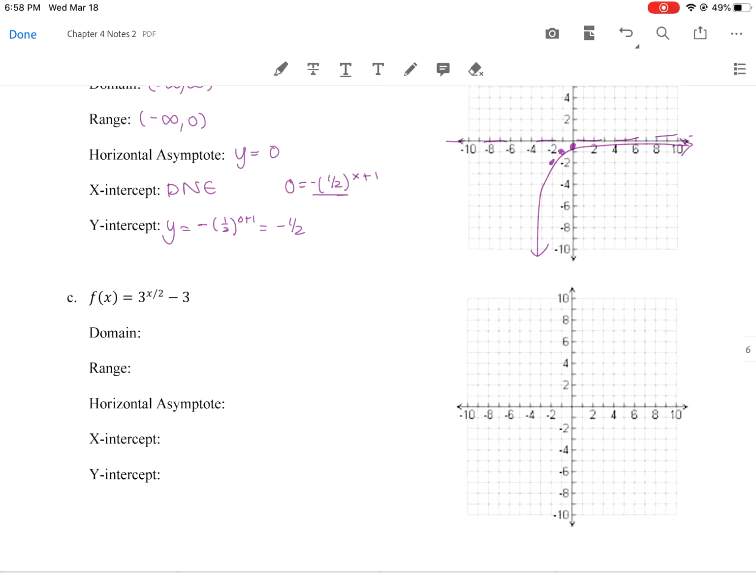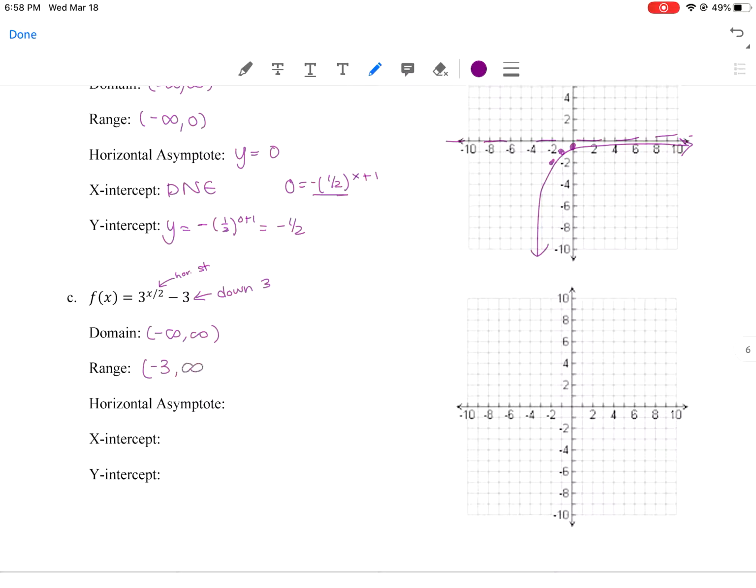Okay, one last one. This dividing by 2 does make it a horizontal stretch, which I know are hard to understand, so always use plugging points as a backup. However, this minus 3 is going down 3, and that one you should recognize. Once again, our domain of negative infinity to infinity will not be influenced, but our range will be. If I moved it down from 0, I'm going to be at negative 3 to infinity, meaning my asymptote now is at y equals negative 3.